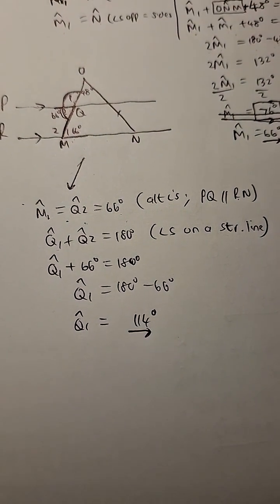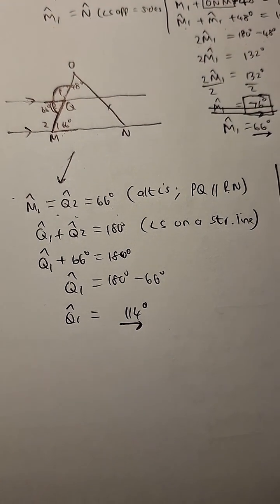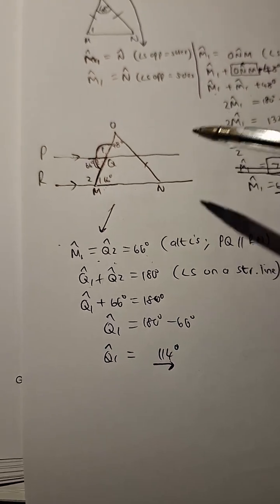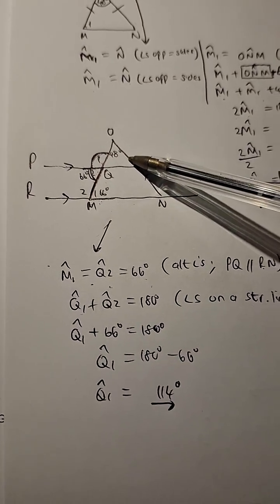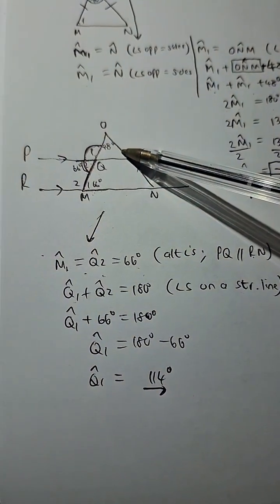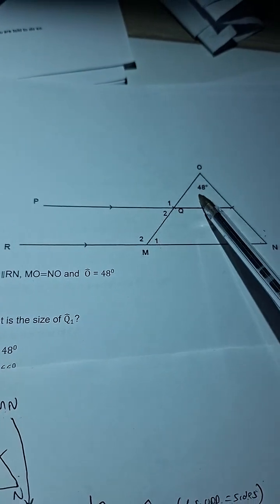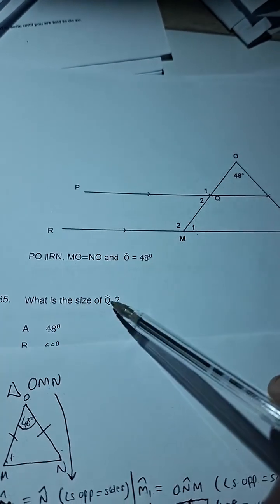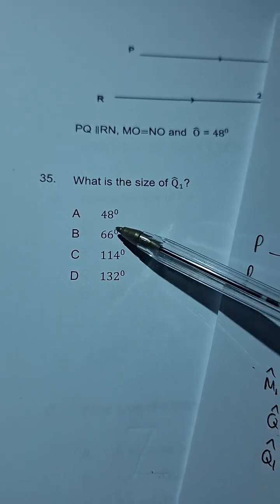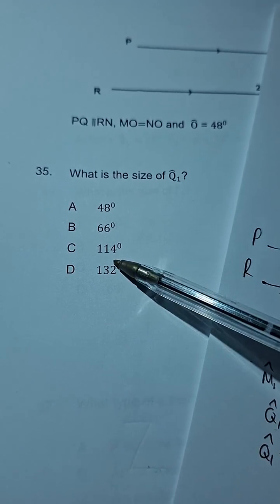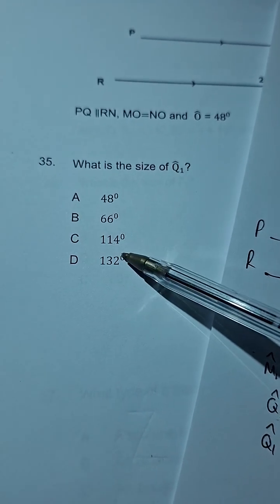114 degrees. Okay, so we got the answer using this approach. Guys, if I look at this diagram, there could be many other ways to get to the same answer. All right, so I'm just going to recap again. We were asked to find the size of angle Q1. We found angle Q1, it's 114 degrees. When we go to our options A, B, C, D, you see it's not a guessing game. We can actually locate the right answer.